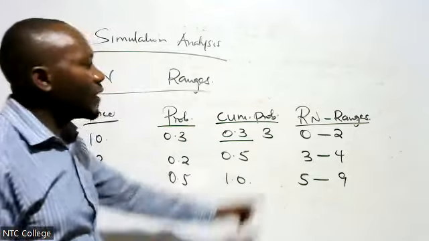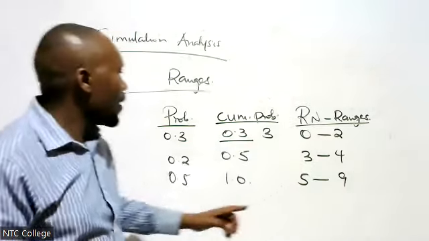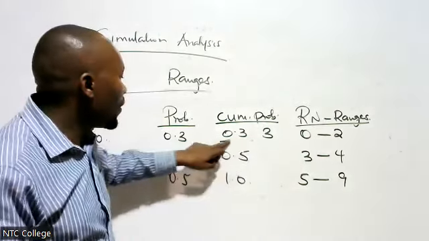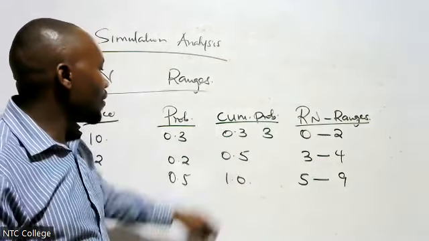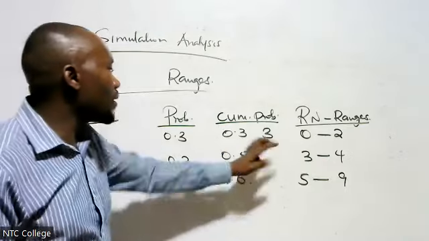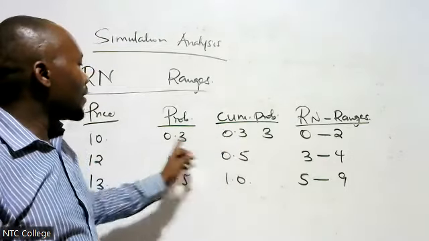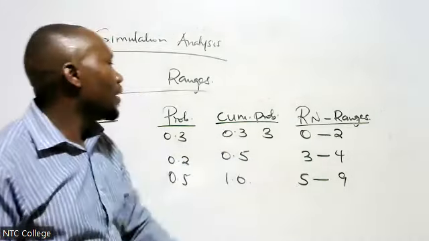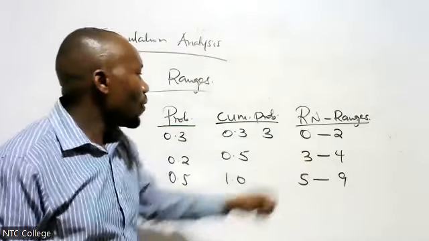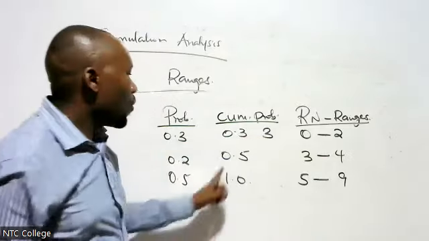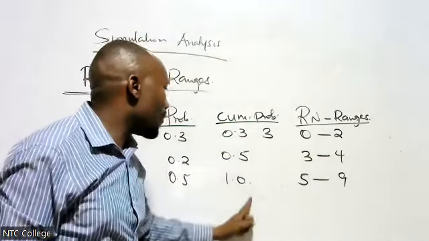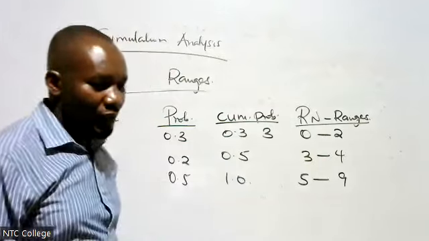Another thing you need to remember when you are creating the random number ranges is that we ignore the decimals. We assume that they are all whole figures. We start with the lower limit, which is 0, that is the beginning, to 1 less the figure that you have here, and then you continue like that.